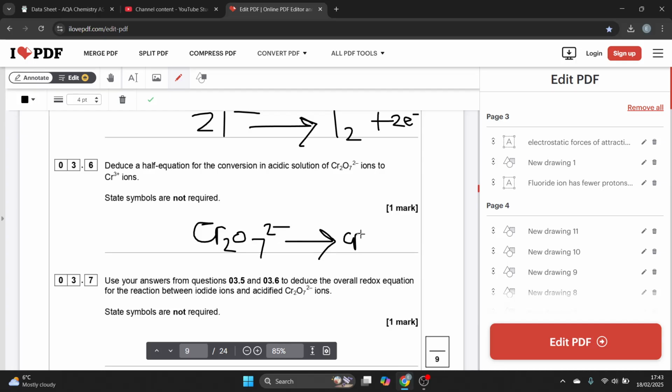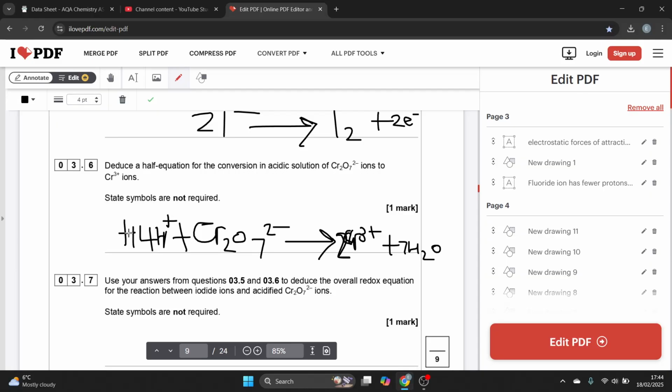Now in this case, there's a special thing. I've got 2 chromium on the left side, 2 on the right, so I need a 2 here firstly. Then I can do my normal stuff. So add 7H2O, add water molecules, but then I've got 14 H plus, so add 14 H plus here.